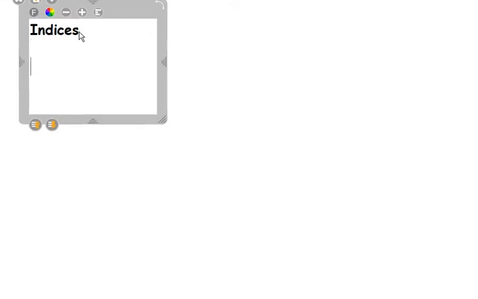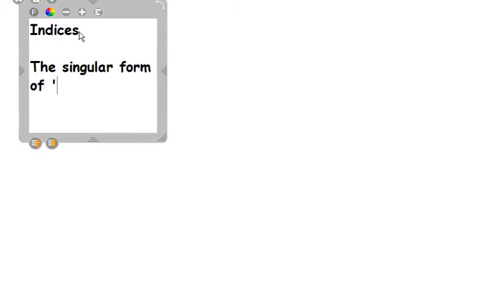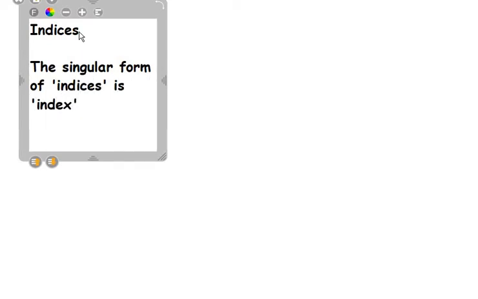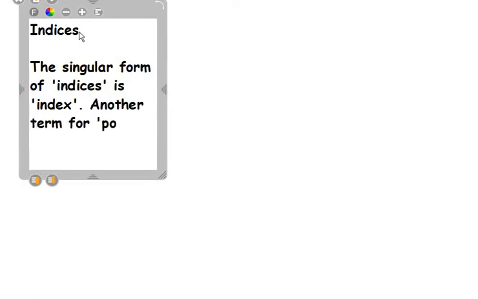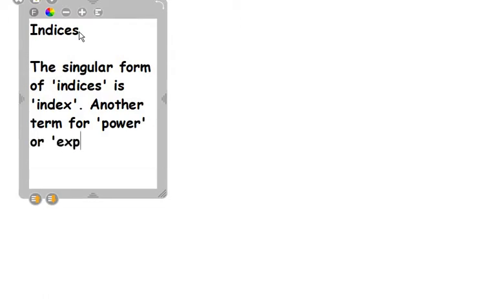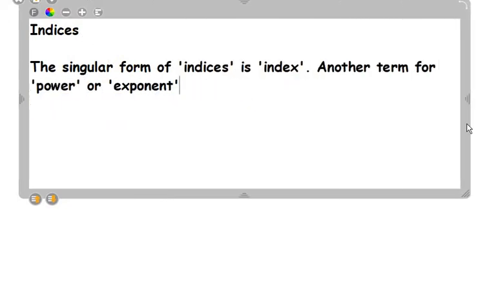Okay, so for today's class, we were supposed to go through indices. Alright, the word indices, the singular form of indices is index. And it's just another term for power or exponent. Okay, so whenever you hear the word index or indices, you're just talking about powers or exponents.